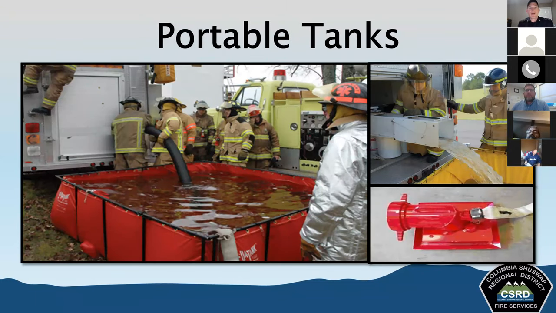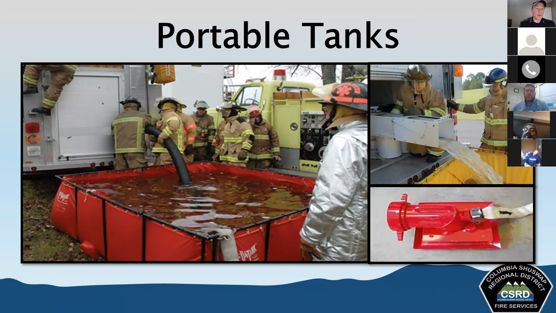Portable tanks. This is something we all have a lot of experience with in rural firefighting. These are the collapsible tanks that are carried on fire apparatus. They can hold between 600 to 5,000 gallons of water, depending on the size that we use. When we're using them, we want to make sure that they're accessible from multiple directions. We need to be able to dump water into them, and we need to be able to draft the water out of them.